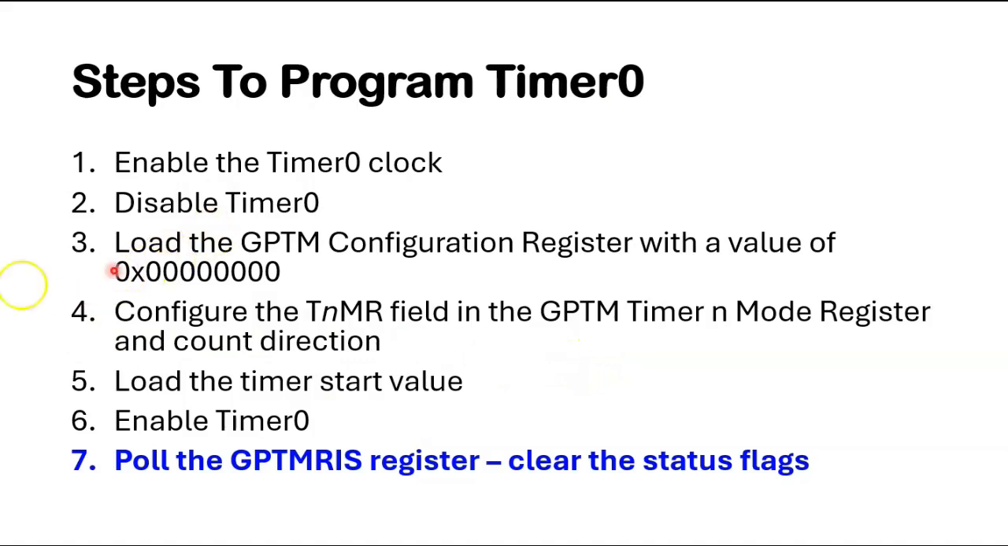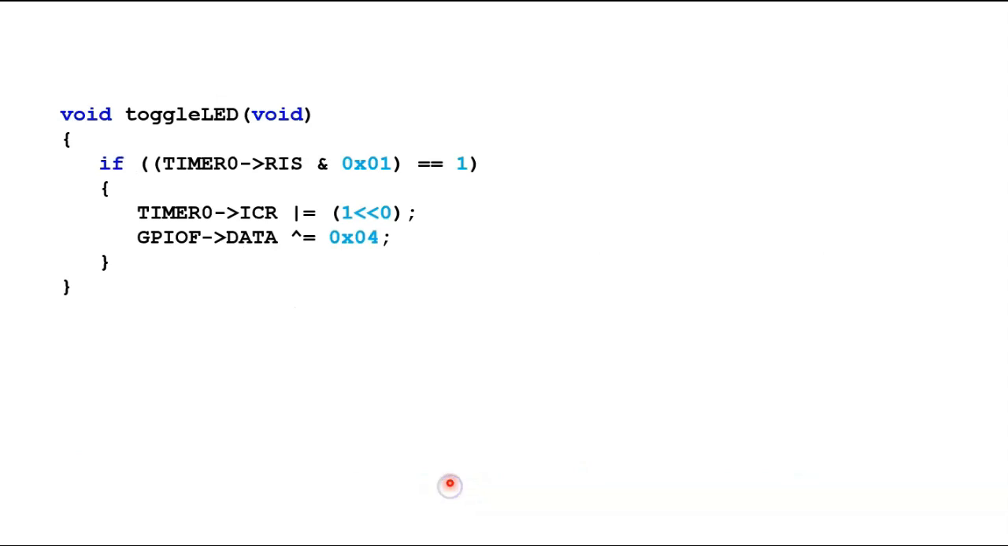And finally, the toggle LED function. The toggle LED function basically implements step 7. Now in step 7, we poll or check the GPTM-RIS register, and it will clear the status flag of that register if necessary. And this is the toggle LED function.